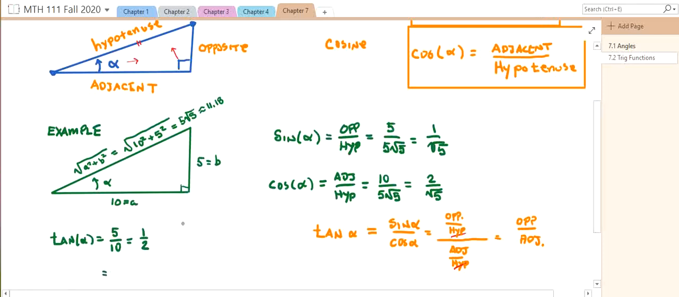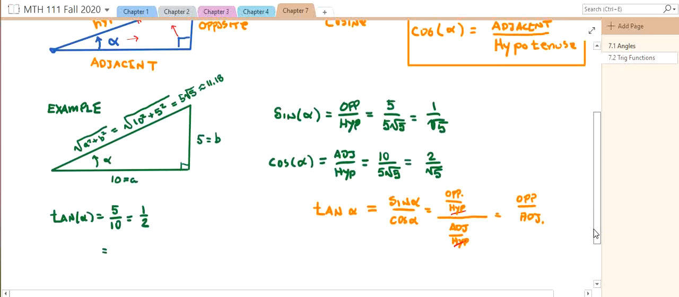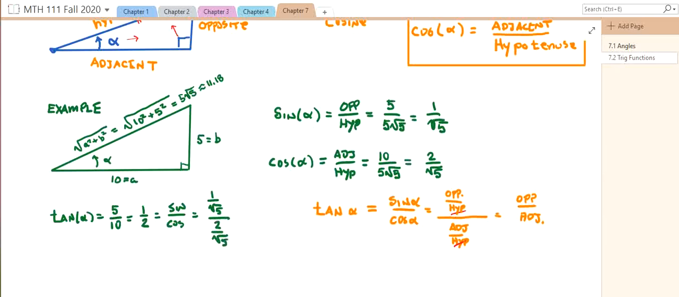And let's see what would happen if we put in the sine over cosine. I'll put it up here actually, since we have space. Sine over cosine equals, so you look up here, and what did we get for the sine? We got 1 over square root of 5 divided by 2 over square root of 5. So just like we did over there, we can end up canceling out the square root of 5, and we have 1/2 in that way too. So there's two different ways to calculate the tangent.